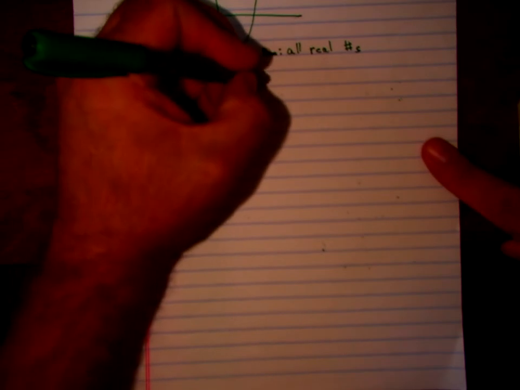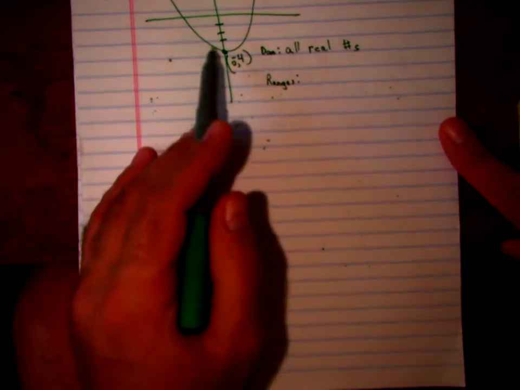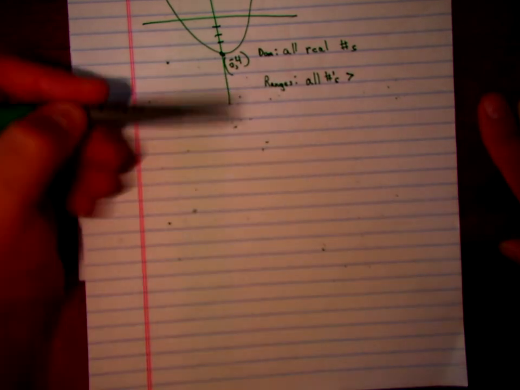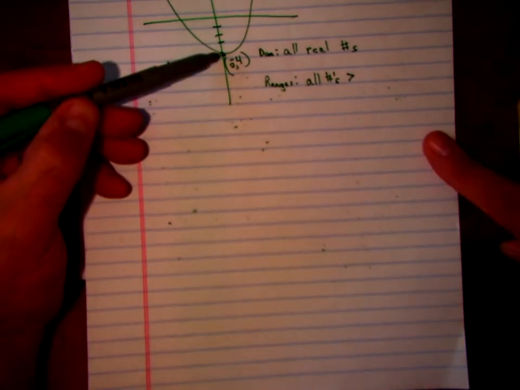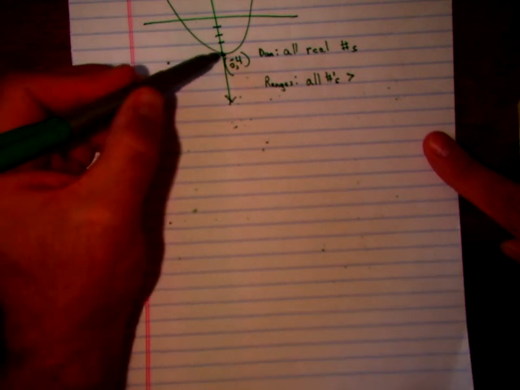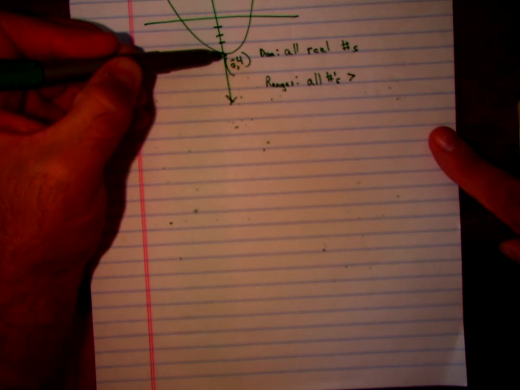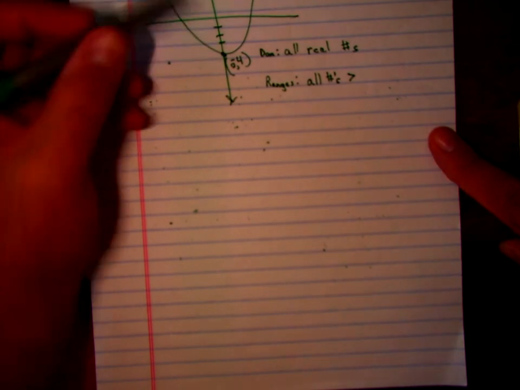Now, let's look at the ranges. That's the one that's going to be a little goofy. And this is on the software as well. Hopefully you get that your ranges have to be all numbers greater than what value? Well, let's see. Here are my y's. Are there any y's that I'm using below -4? No, because this is my minimum. That means all the y's have to be greater than -4.